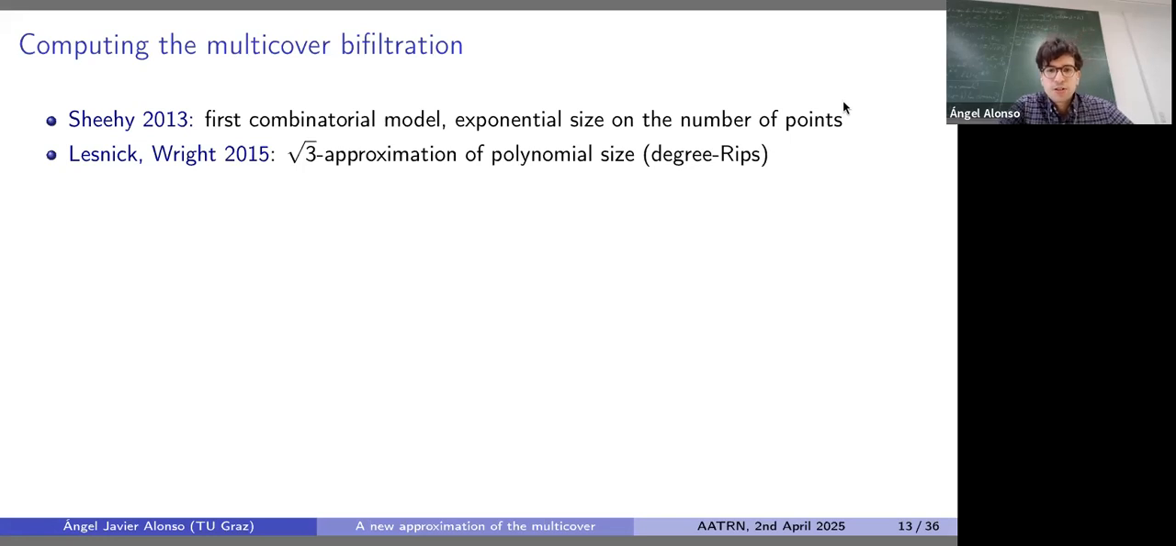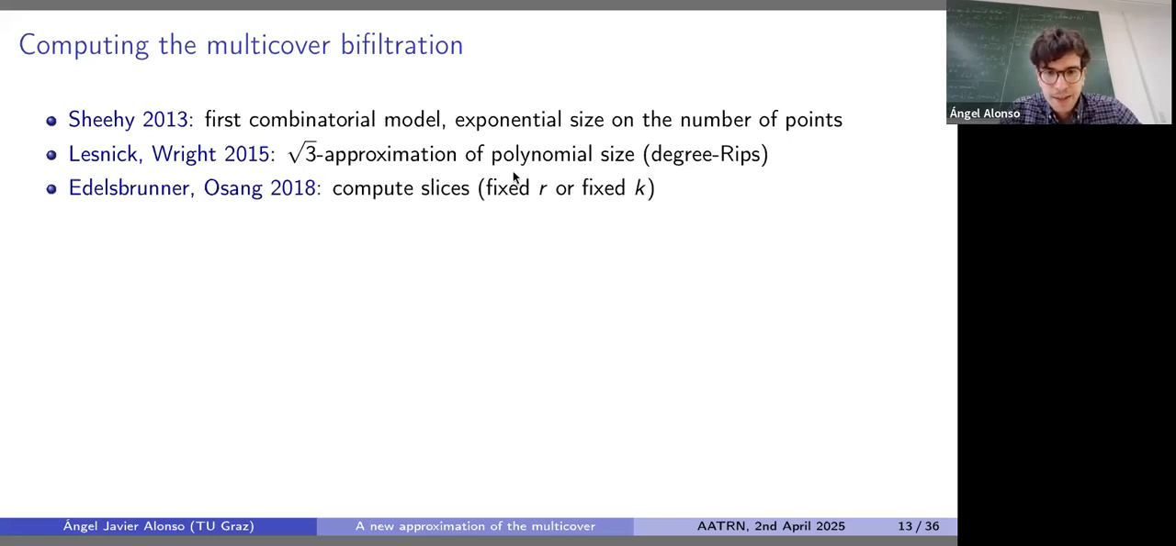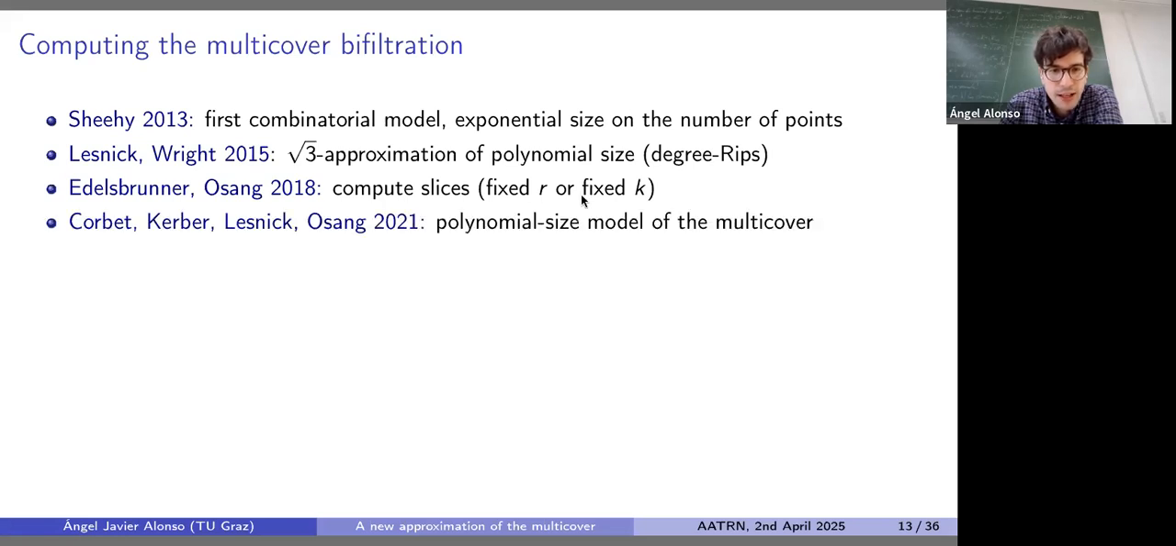Then there has been also approximation proposed. This is by Lesnick and Wright. They propose the degree Rips, which is a square root of 3 approximation of polynomial size. Brunner and Osang also tried to compute the multicover and succeeded in computing slices for fixed R and fixed K, using higher order Voronoi diagrams and some techniques related to the Delaunay triangulation. And then Corbet, Kerber, Lesnick, and Osang in 2021, using this work of Brunner and Osang, have a polynomial size combinatorial model of the multicover. So now we are in polynomial.